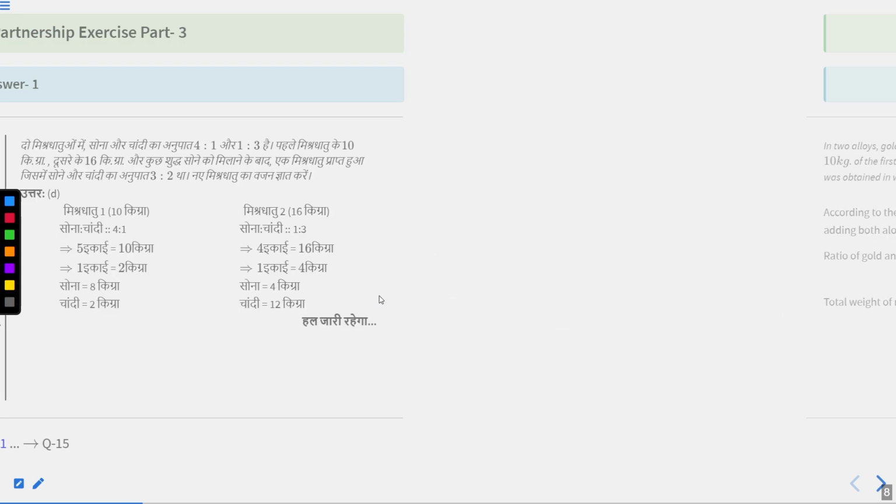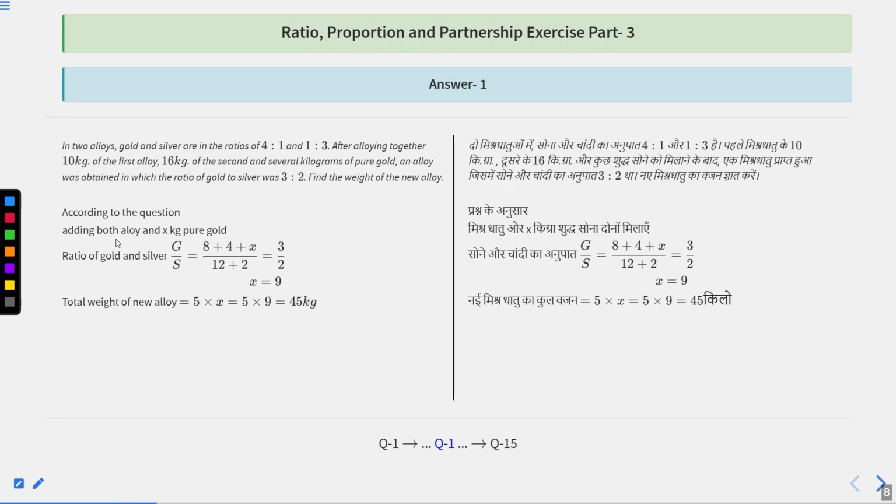Solution to be continued. Now according to the question, we add both alloys and x kg of pure gold. Clear? The ratio of gold and silver in the new alloy is 3:2. So we add the gold with all the golds and the silver, and we make the ratio 3:2. So 8 kg gold, 4 kg gold, and we add x kg gold, upon silver which is 12 plus 2, equals the ratio 3/2. When we calculate it, we get x equals 9.